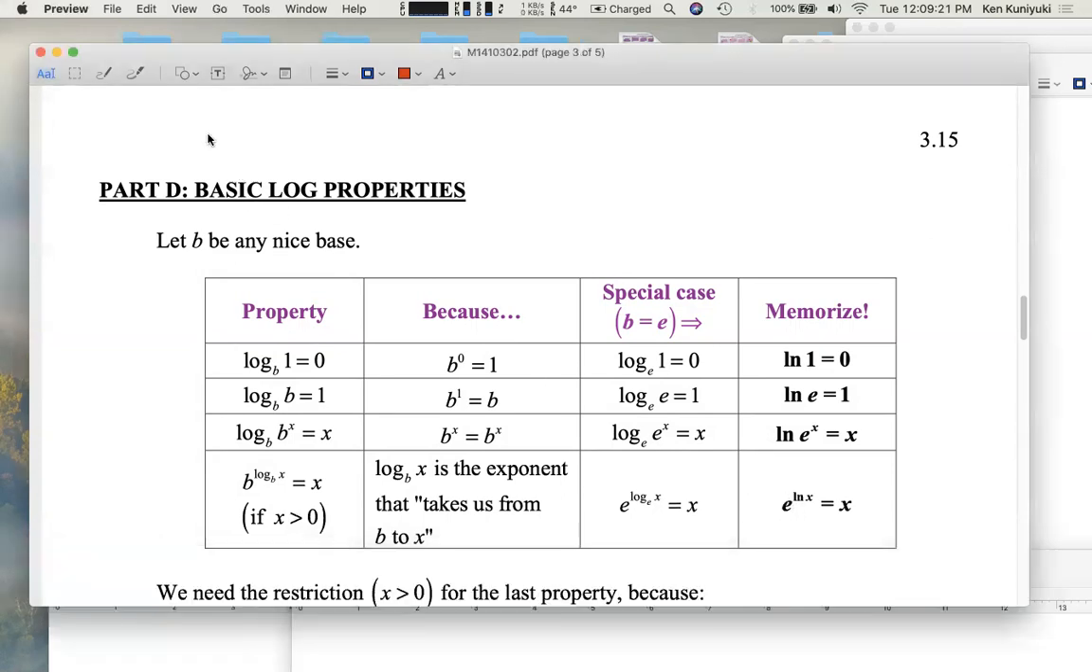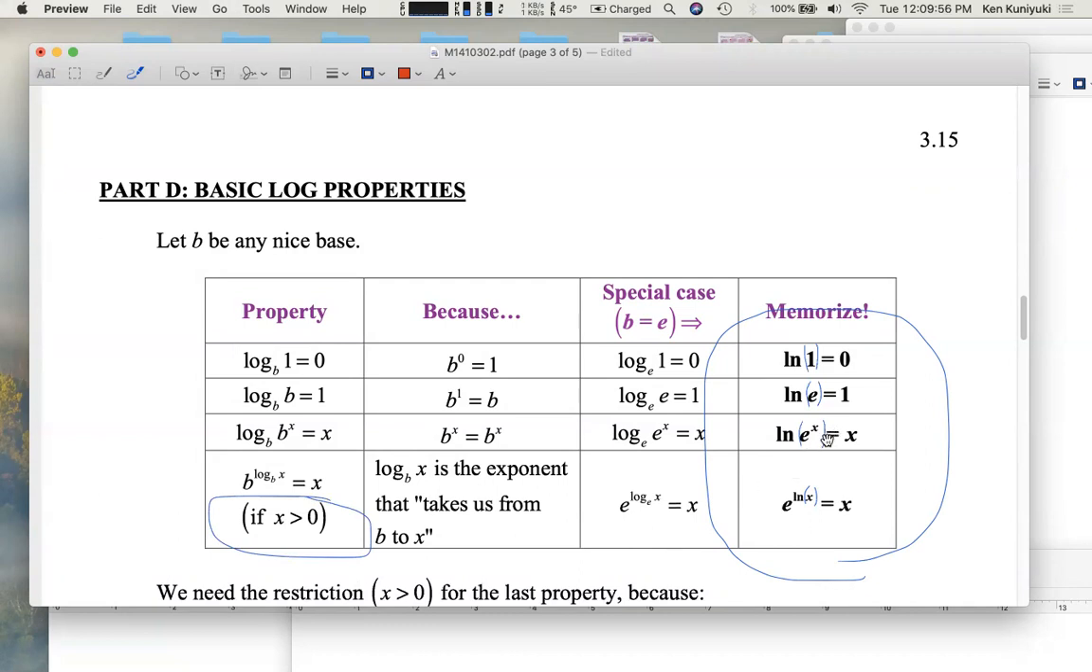Okay, so I'll take up the markup tool here. All right. Remember, we like to put parentheses normally around the arguments. ln of 1 is 0. ln of e is 1. ln of e to the x is x. And e to the ln of x is x. You should memorize these four. ln of 1 is 0, ln of e is 1, ln of e to the x is x, also e to the ln of x is x, provided that x is positive.